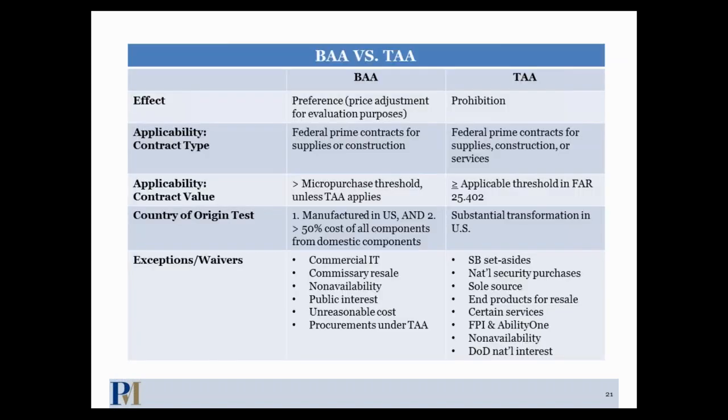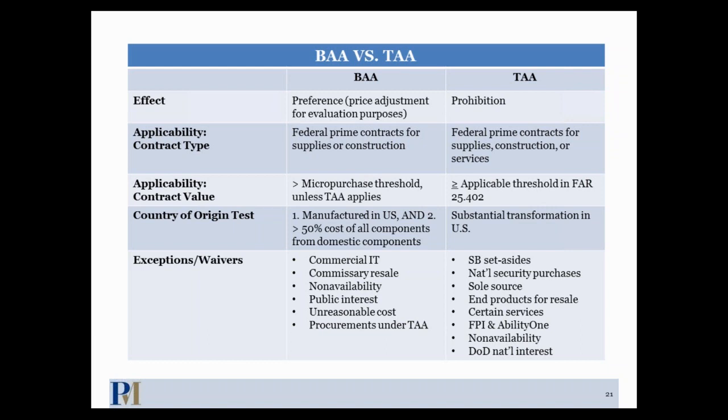So we've just got a handy little comparison slide here, which goes over some of the stuff that we've already talked about. In effect, BAA acts more as a preference because during the evaluation process, a price adjustment will be added to the low foreign price if the domestic price is not the lowest price. Under TAA, it's a prohibition if it's from a non-designated country. The applicability for BAA applies to supplies and construction. TAA also applies to service prime contracts.